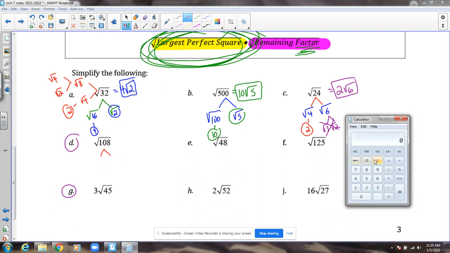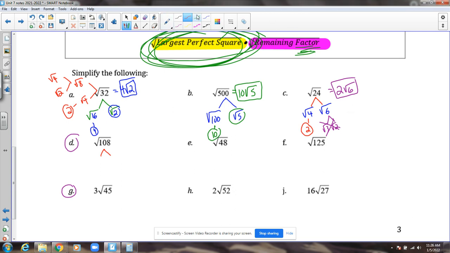So 108, I don't want to start small. So it looks like 108 could be divided by 4. Yeah, it works. But that's not the biggest perfect square. I can go bigger than that. So maybe I'll try 49. That doesn't work. 49 doesn't go in evenly. Maybe I'll try the next number down. Maybe I'll try 36. So there we go. Now we're talking.